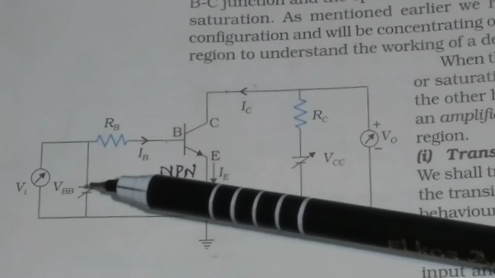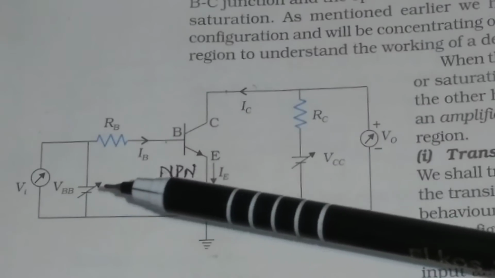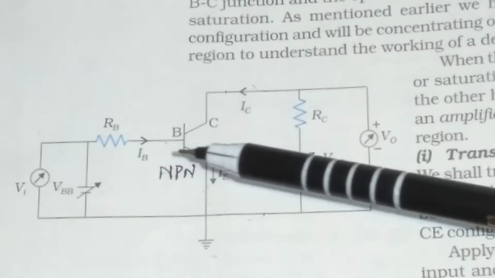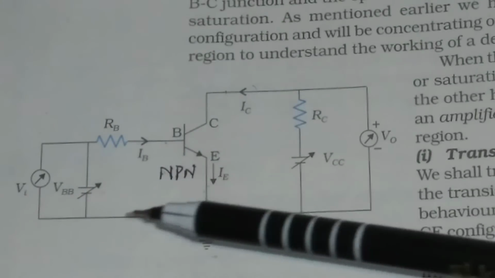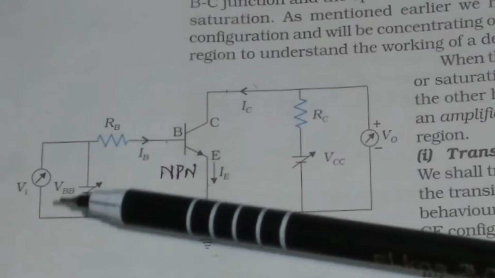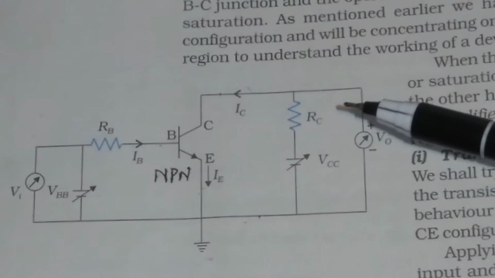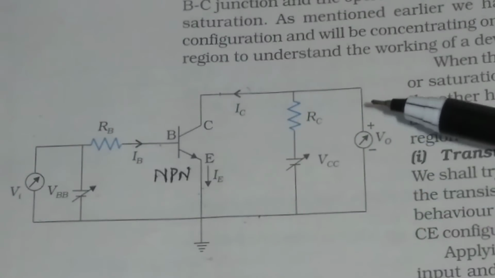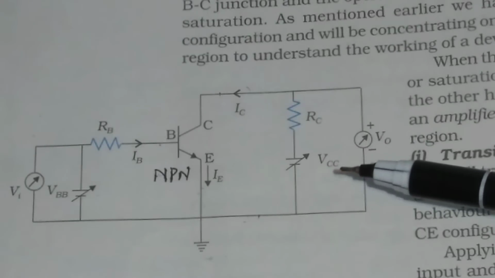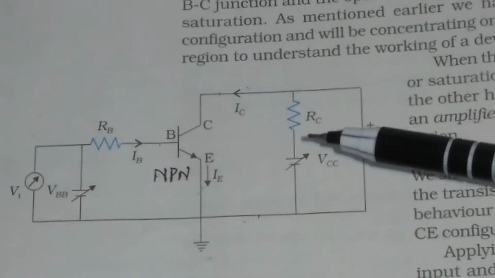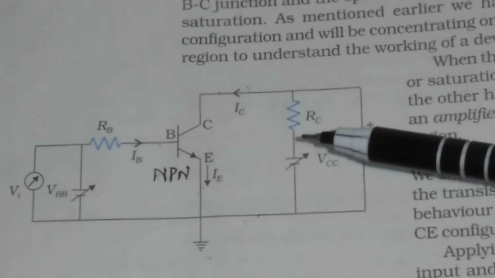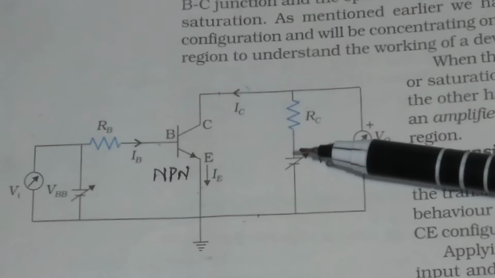This is the biasing battery VBB, and IB is the base current, RB is the base resistor, and IE is the emitter current, VI is the input voltage. It is the input signal given here, and the output signal is obtained here. This is the output signal VO. Output biasing battery voltage is VCC. And the resistor RC is the output resistor, that is, a resistor connected to the collector circuit, and IC is the collector current.